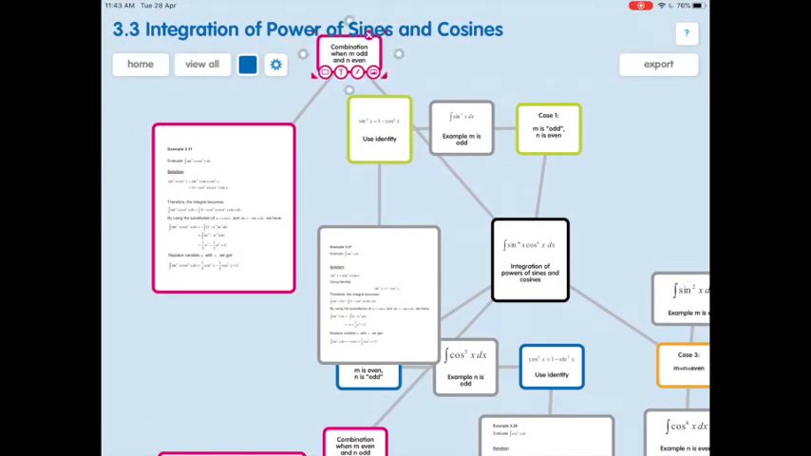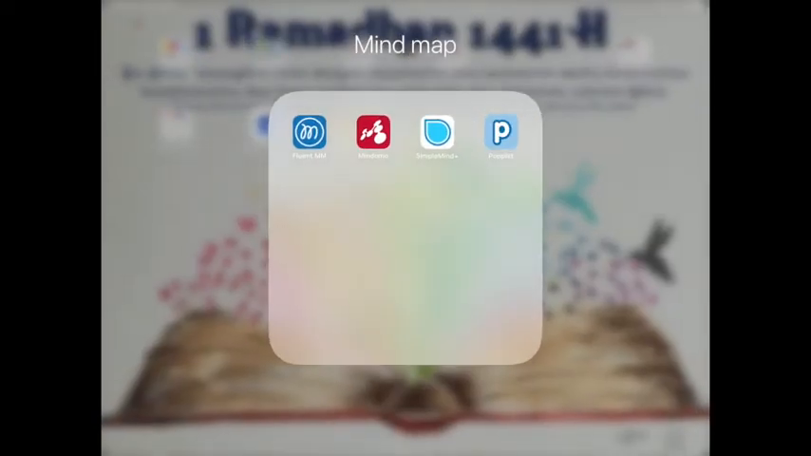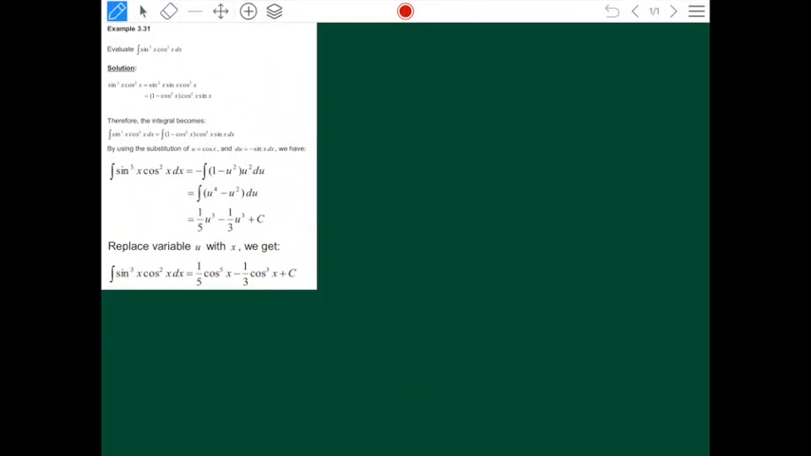So let's move to another example, which is when there is a combination of sine and cos function with m is odd and n is even power. So let's have a look at example 3.31 for this case. Right, so here we are. You need to evaluate sine cube x cos squared x dx. So this is a combination of m odd and n even. Am I right? Odd power and even power.